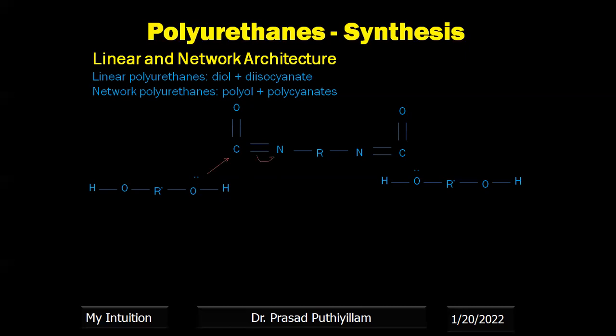Then the double bond with nitrogen breaks. Then nitrogen will get more electron density. It will attract one proton from that OH functional group. The same thing is possible on the other side. On either side of the monomer, the same thing is possible. And finally we'll be getting the reaction.